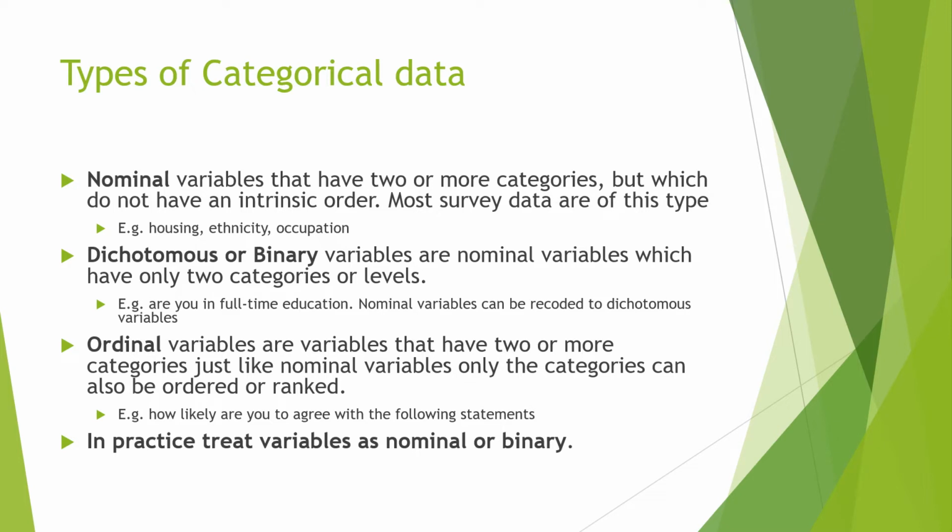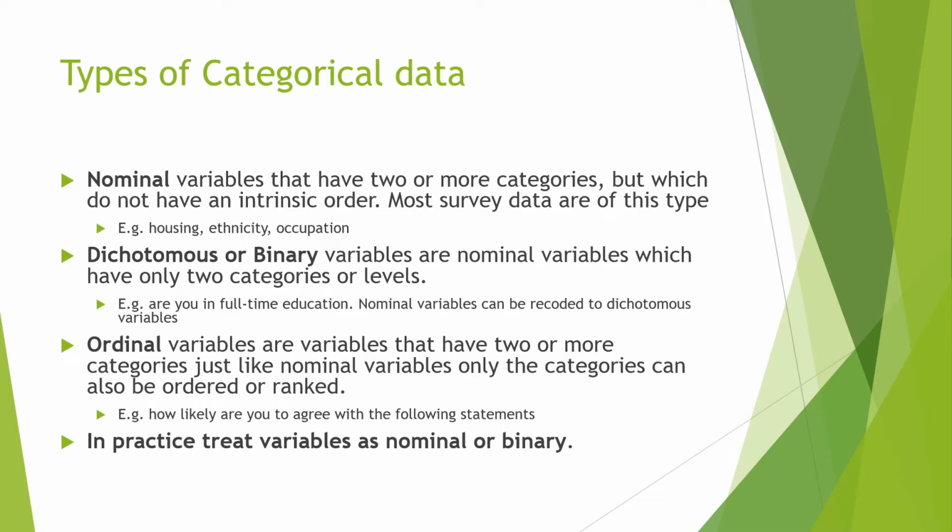Because when we're doing statistical analysis, it's often much easier if we're dealing with binary variables rather than variables that have 3 or more categories. You can also come across ordinal variables, and these are variables that have 2 or more categories in the same way as nominal variables, only these categories can be ordered or ranked.